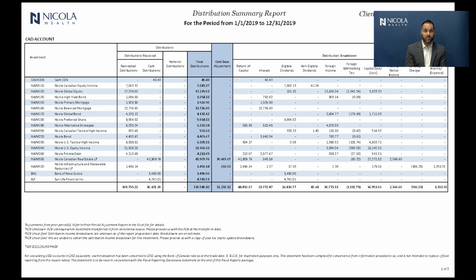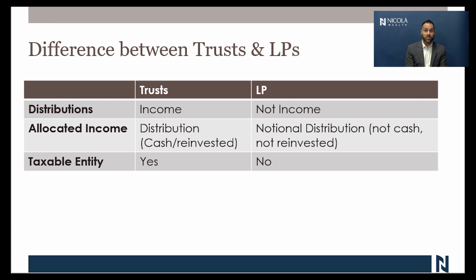Accurate tracking of ACB will ensure you are not taxed more or less than necessary when you ultimately sell these investments. It is important to note, Nicola Wealth investments are generally formed as trusts, mutual fund trusts that is, or limited partnerships, LPs. Mutual fund trusts distribute all taxable income received via cash or reinvestment. LPs, on the other hand, are not taxed like mutual fund trusts. LPs are taxed on each partner's proportionate share of allocated income and not the fiscal distributions via cash or reinvestment.